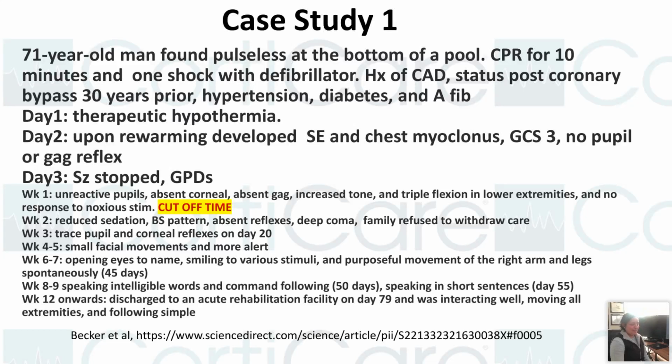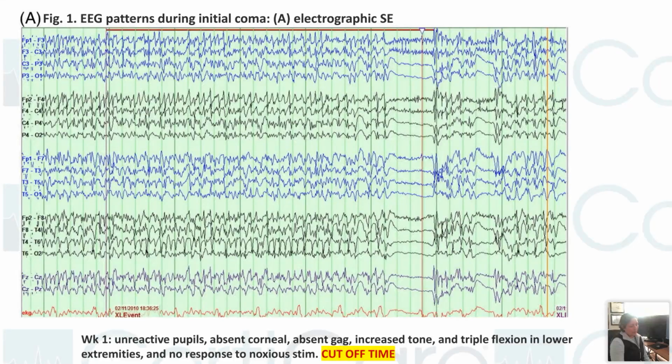If you look at week 6 or 7, the patient is opening eyes, is responding to stimulus. And then started to speak by week 9, speaking in short sentences. Week 12, patient is discharged to a rehabilitation facility. Now day 79, patient is moving all extremities. So this is one of the good cases, a good outcome. This is what it looks like.